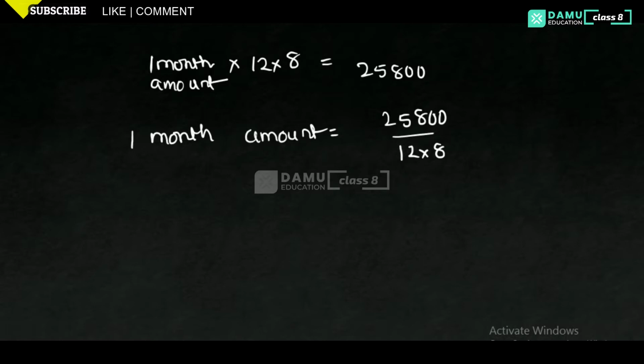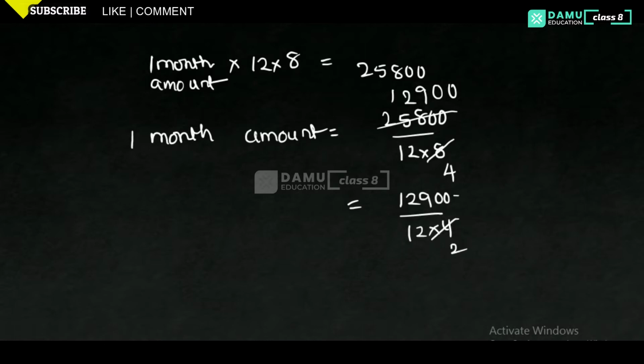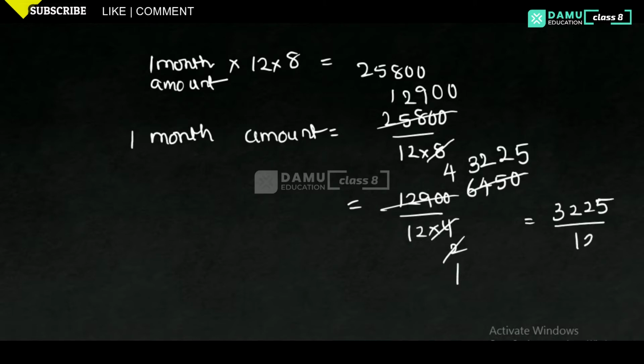So you can divide by 2: 2 4s are 8, 2 1s are 2, 2 2s are 4, 2 9s are 18, double zeros. Then again, 12,900 by 12 into 4. So again divide by 2: 2 2s are 4, 2 6s are 12, 2 4s are 8, 2 5s are 10, then 0. Then again divide by 2: 2 3s are 6, 2 2s are 4, 2 2s are 4, 2 5s are 10. That will be equal to 3225 divided by 12.